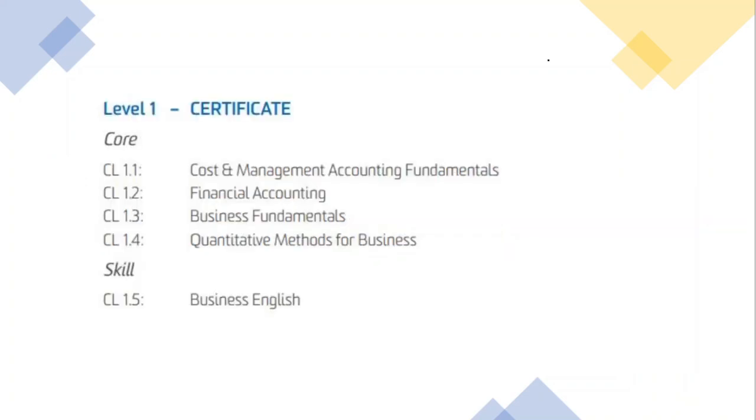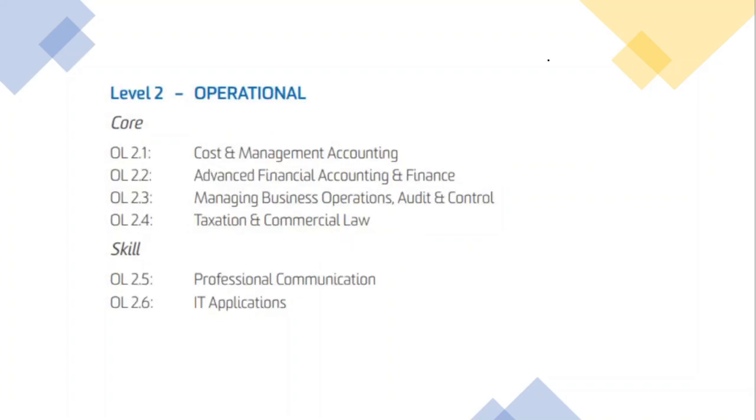Now, if you see level 1, these are the four core subjects and the skill subject. Just in case you didn't see it properly there, highlighting it to you over here. So at certificate level, you will learn about cost and management accounting, financial accounting, business related fundamentals and quantitative methods for business, along with the basic business English that you need to know. So it's a good solid foundation.